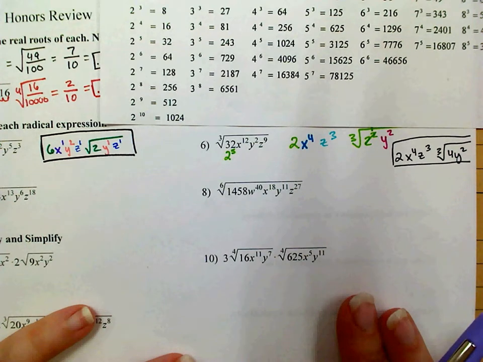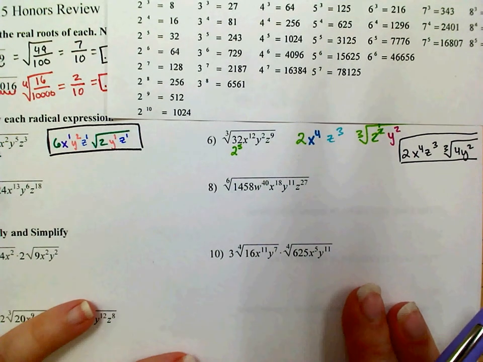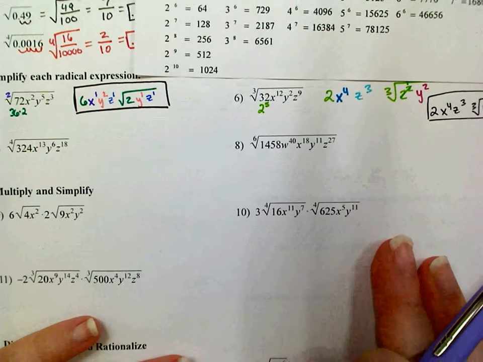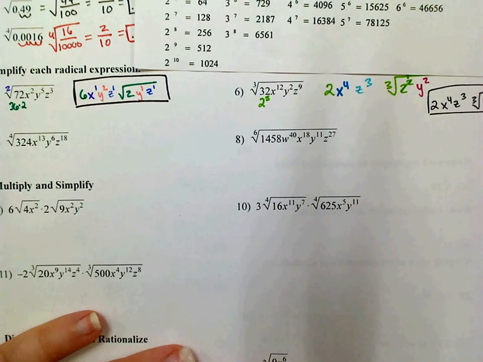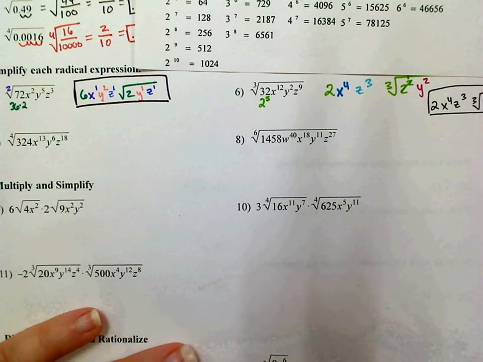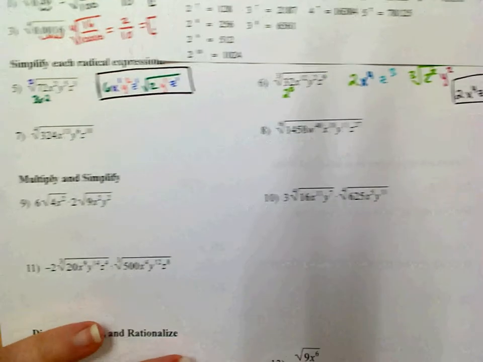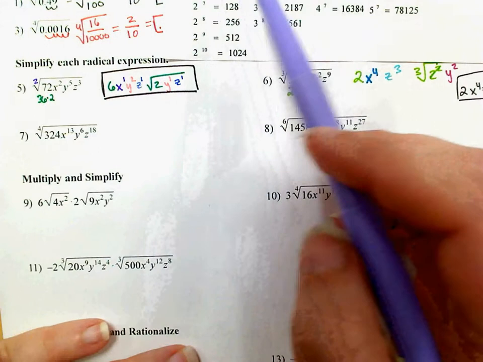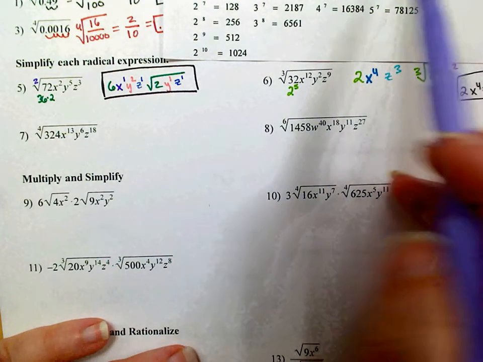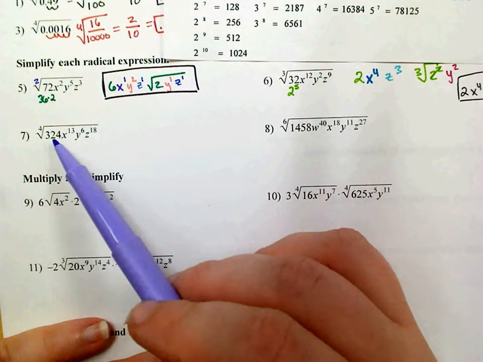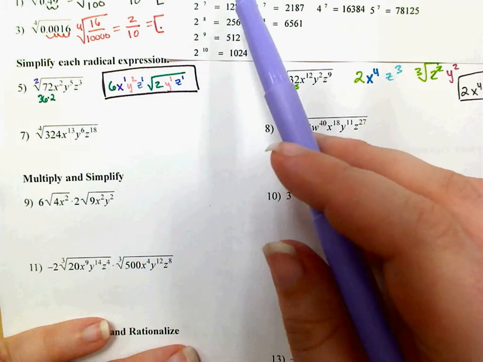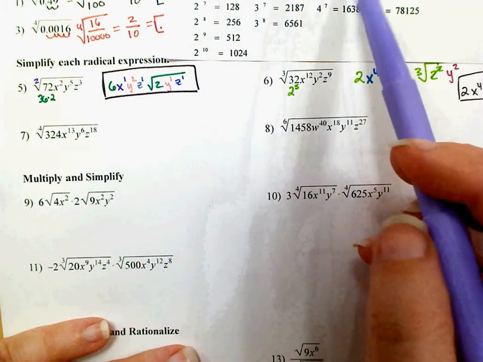So on the next one, I've got the 4th root of 324, x to the 13th, y to the 6th, z to the 18th. I need to find a perfect fourth power. Now, if you look on the fourth power, you don't see 324, but does 324 divide by 16? Does it divide by 81? I know it doesn't divide by 256, so those are my only real options.